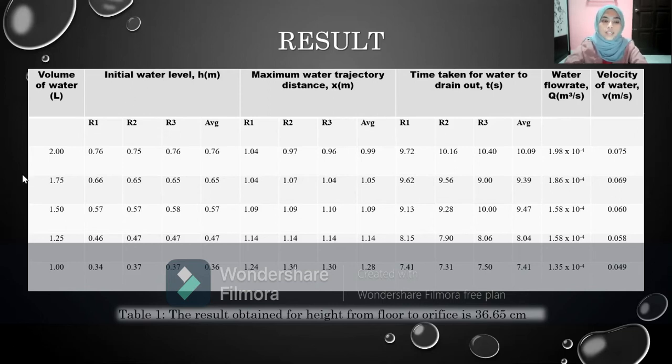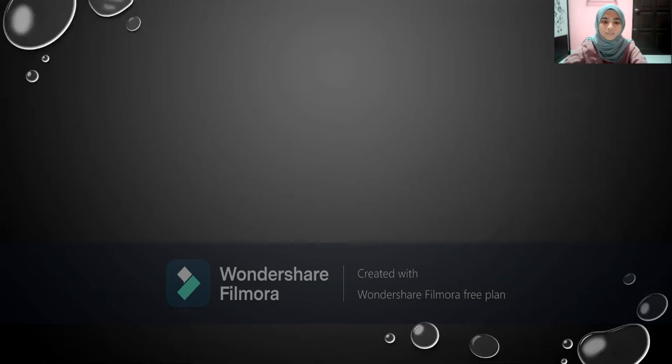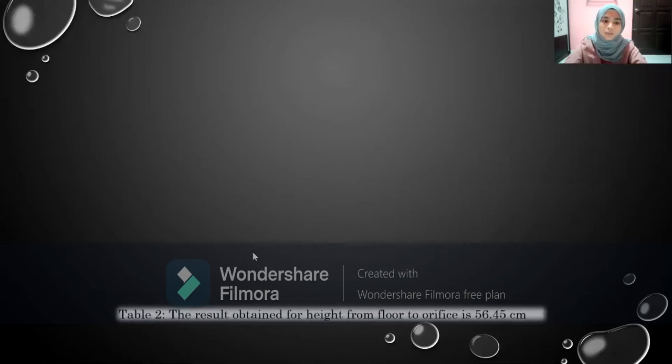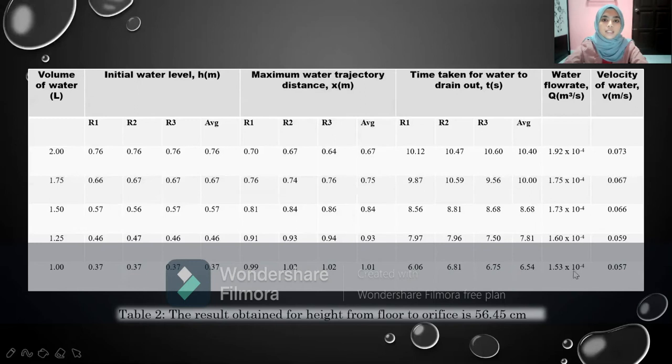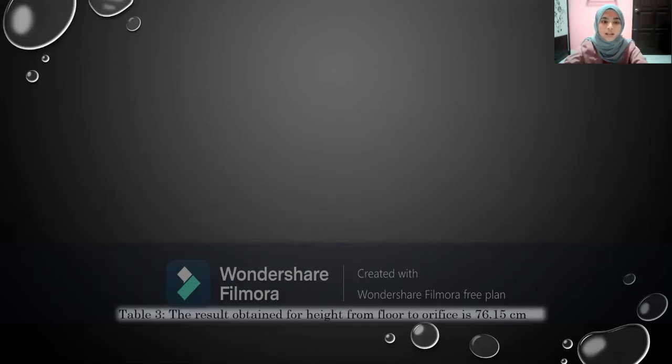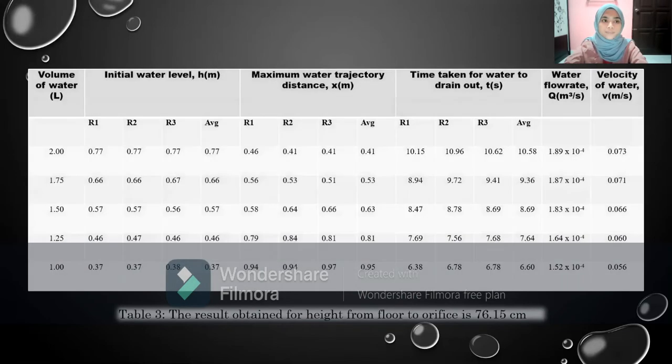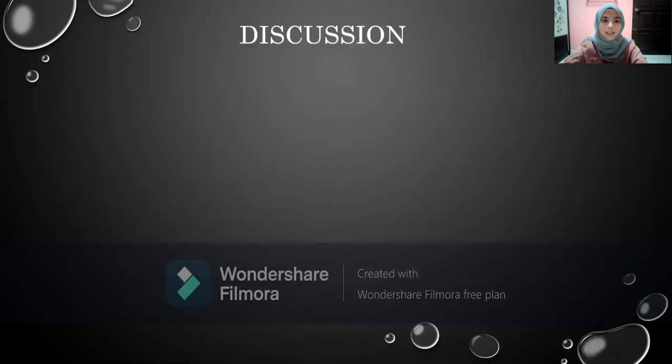The next one is the result obtained when the height from floor to orifice is 56.45 centimeter. This is the result. And the last one is the result obtained when the height from floor to the orifice is 76.15 centimeter. Then we will move on to the discussion.